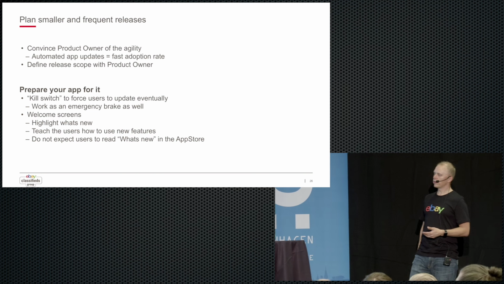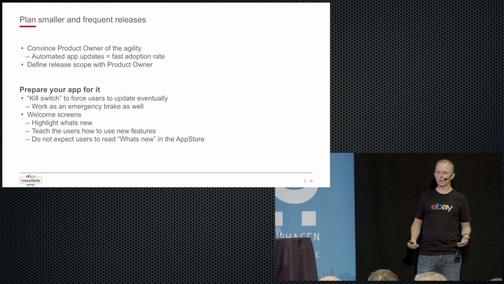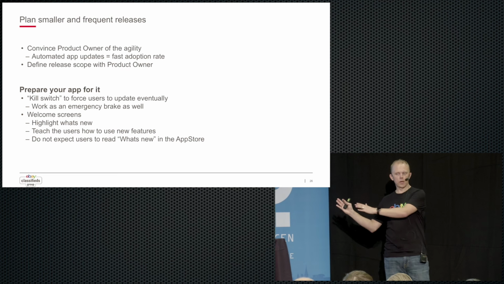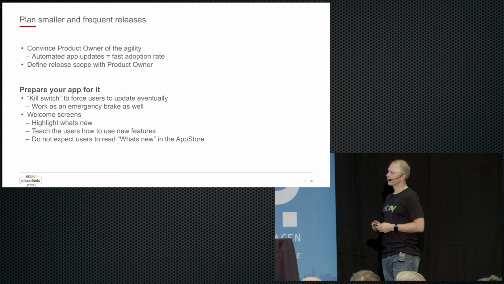Which is also a good emergency brake in case we do send out an app that would crash for some reason. And that can actually happen despite you doing automated tests or not. So a kill switch is a good idea.